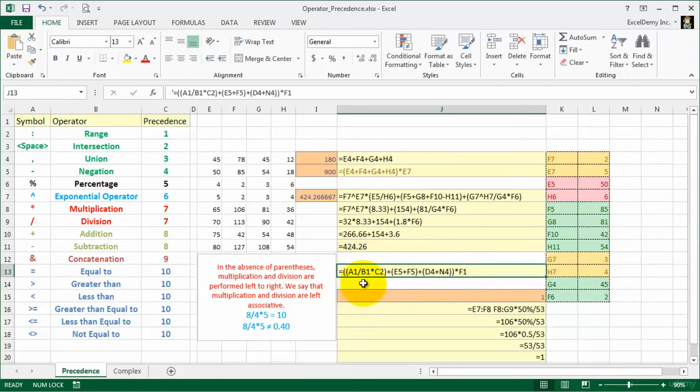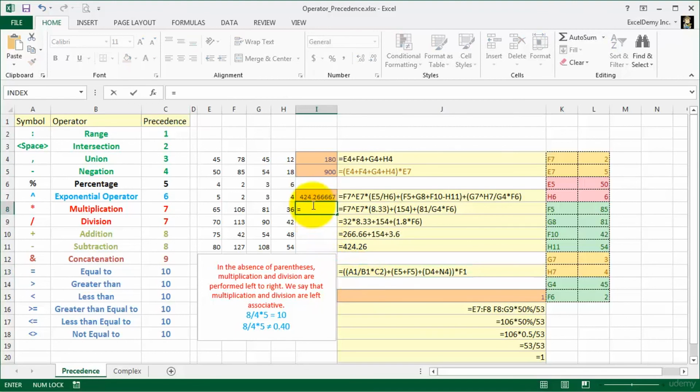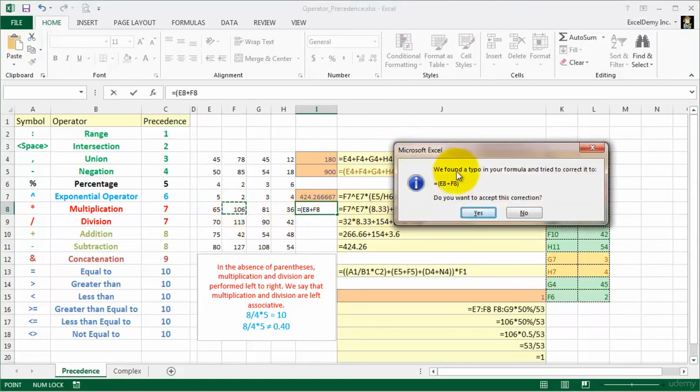If you open a parenthesis, then you have to close it. If Excel gets a mismatched parenthesis, then it will show you a message with the corrected formula. Say in cell I8, I type equal sign, then opening parenthesis, select cell E8, plus sign, then select cell F8. I don't close the parenthesis, just press return. You see, Excel shows a warning message with the corrected formula. If you accept the correction, then click yes. If you don't accept the correction, just click no.